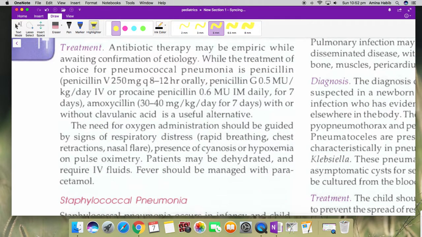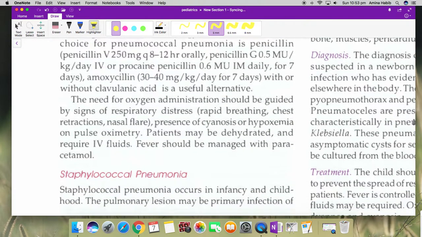Treatment: antibiotics, empirical, awaiting confirmation. Penicillin G, we discussed. Here they have mentioned penicillin V also orally, or penicillin G, as we discussed, 50,000 international units per kg per day for 7 days. Other options are also third generation cephalosporins or co-amoxiclav.